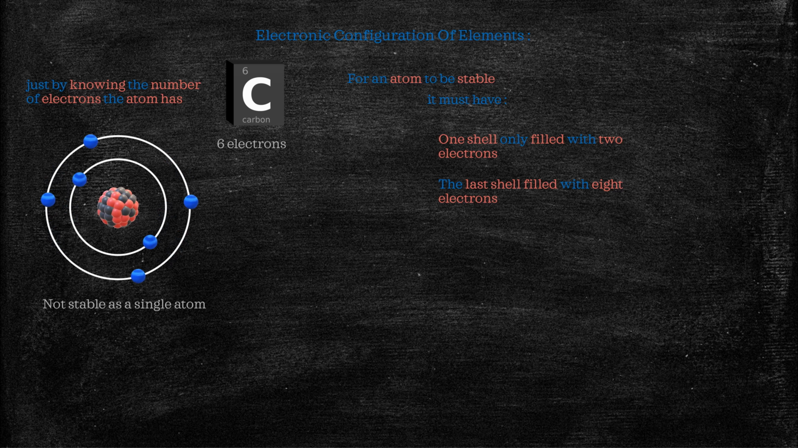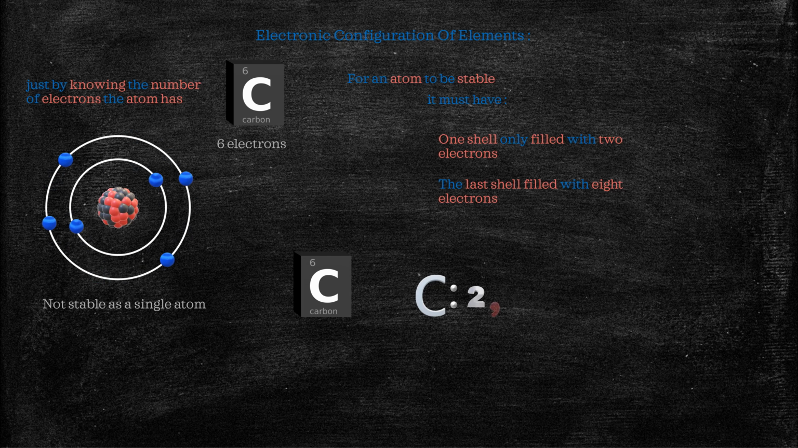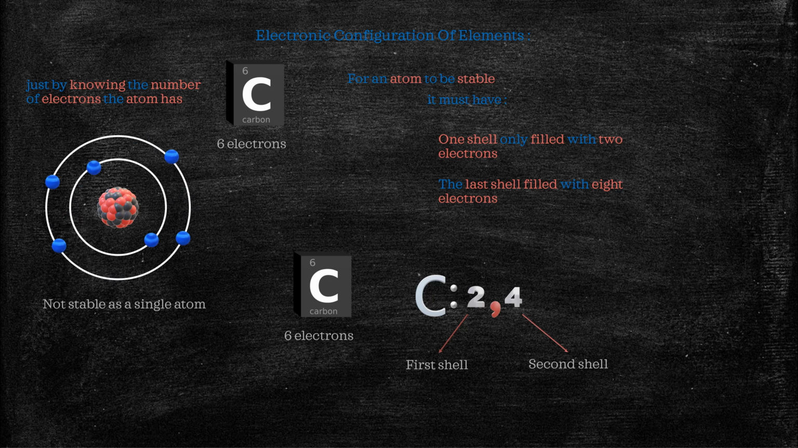The electron arrangement, or what we may call the electron configuration, can also be presented in a simpler way using numbers only. For instance, we can write the electronic configuration for carbon like this, with 2 electrons in the first shell and 4 electrons in the second shell. And that way represents to us that we have 2 electrons in the first shell and 4 electrons in the second shell, and a total of 6 electrons for the whole carbon atom.